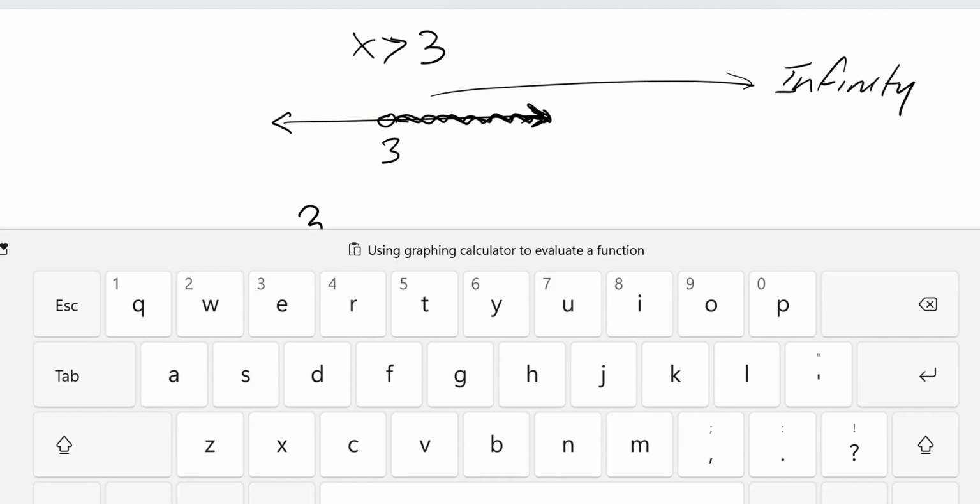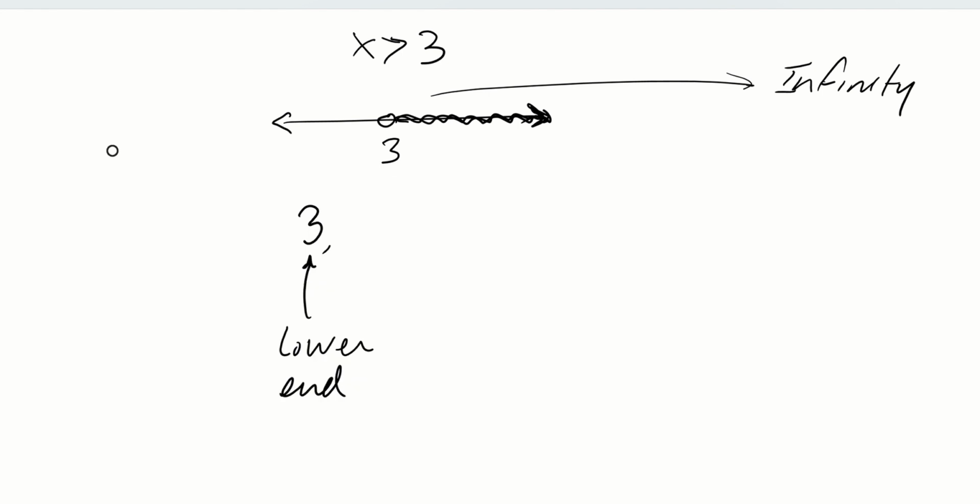In this case, I'm still getting used to this. How do I get rid of that? There we go. In this case, the upper end is infinity. So I'm going to write infinity here, and I'll write that this is the upper end.